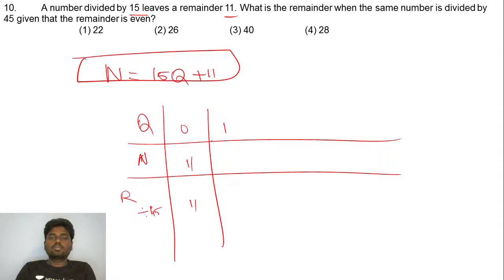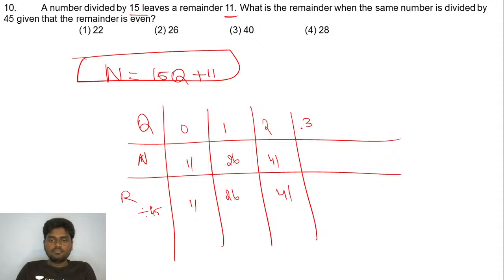If you go with 1, you'll be getting 26. The remainder is going to be again 26. If you go with 2, it's going to be what? 30 plus 11, 41, right? So the remainder is going to be again 41. If you go with 3, it'll be 45 plus 11, 56. So what is the remainder you'll be getting here ultimately? Sorry, the remainder will be 11. That is, 56 by 45 you'll be getting 11.